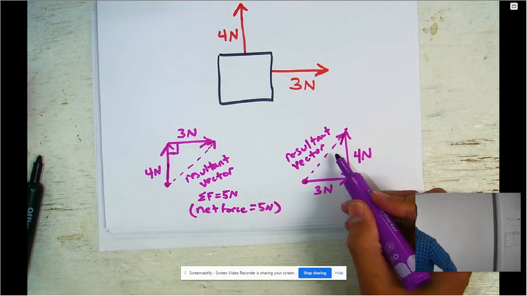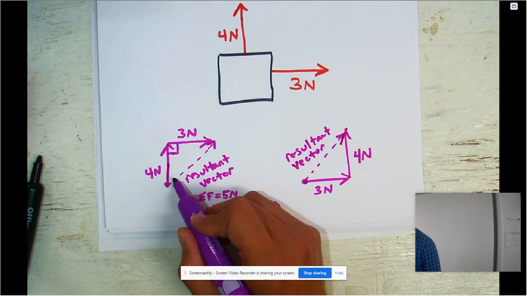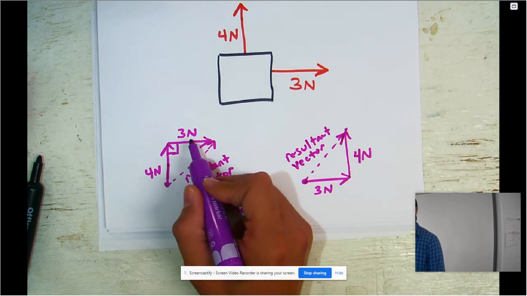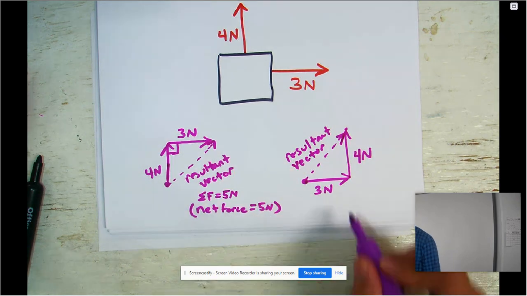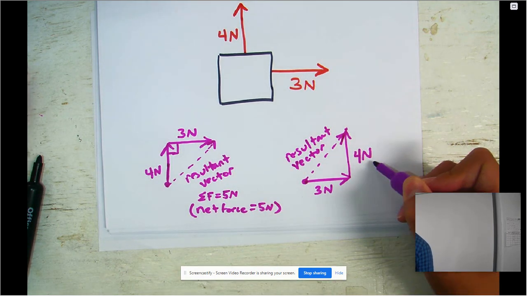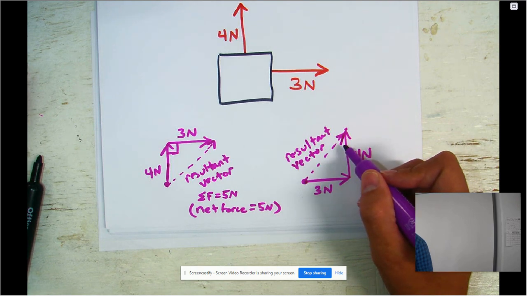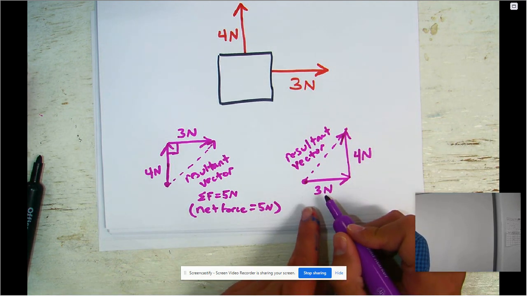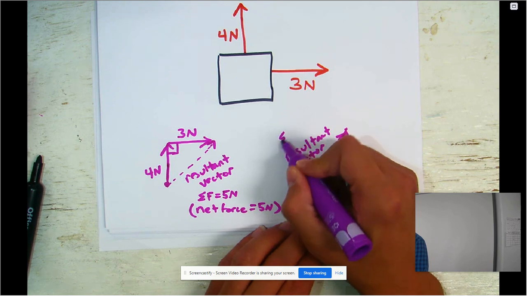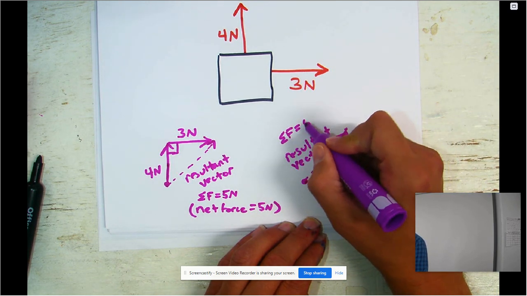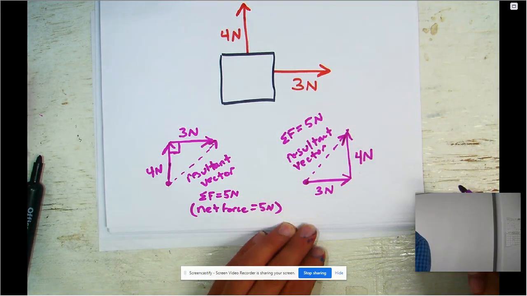Notice that the resultant vector is in the same direction, regardless of whether I started with the 4 newtons first and then added the 3 newton vector, or started with the 3 newton vector and then added the 4 newton vector. My resultant vector direction is the same, and you'll notice this is a 3, 4, 5 special right triangle. So the sum of my forces ends up being 5 newtons.